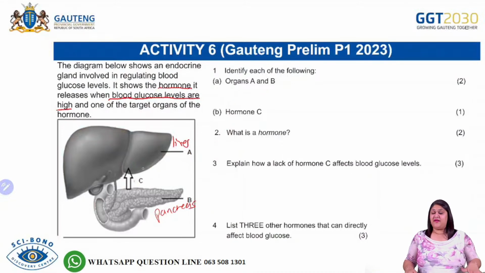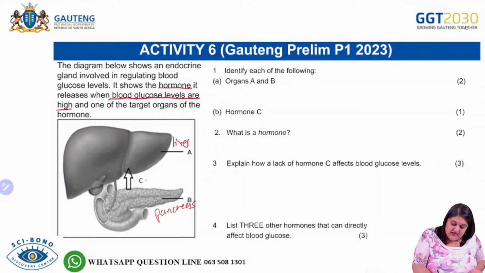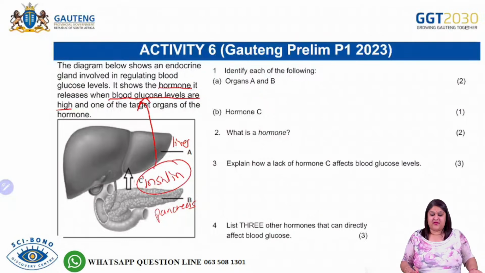It's showing us an arrow C coming out of the pancreas. But you know that the pancreas has two hormones. I just told you about them: there's insulin and there's glucagon. So if you don't read the stem, you're not going to know which hormone that is. But because you read that the hormone gets secreted when blood glucose levels are high, you must then know that this has to be insulin.